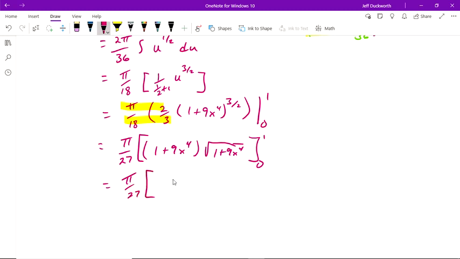All right, and then we plug in a 1, that gives us 10. 1 plus 9, x to the 4th. 1 to the 4th is just 1. So that's 10 root 10. And then minus 1, because if we put in the 0, that cancels. 1 root 1, right? Which is really just 1. So this equals pi by 27 times 10 root 10 minus 1. And this form is just fine. You can leave it as is.